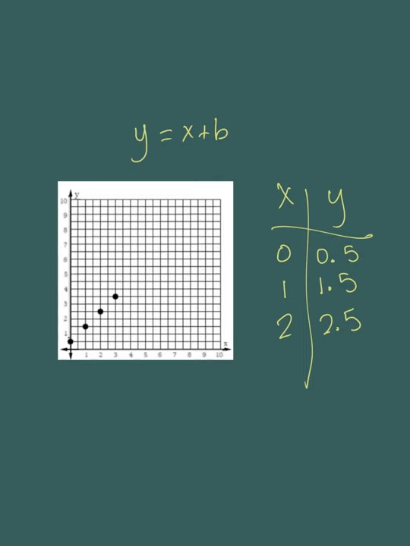So what is happening each time? Remember I said that whatever you're adding by is what your y-intercept is. And I am adding 5/10 each time because that's my y-intercept. So my equation is going to be y equals x plus 5/10. Or I could say y equals x plus 1/2.